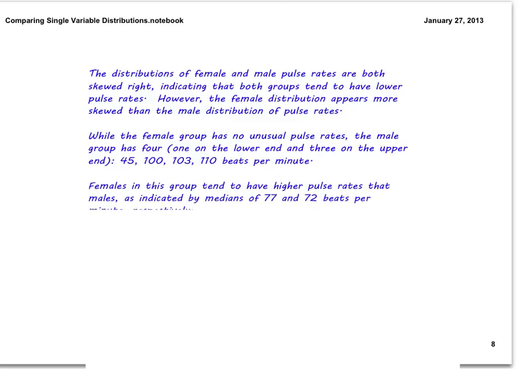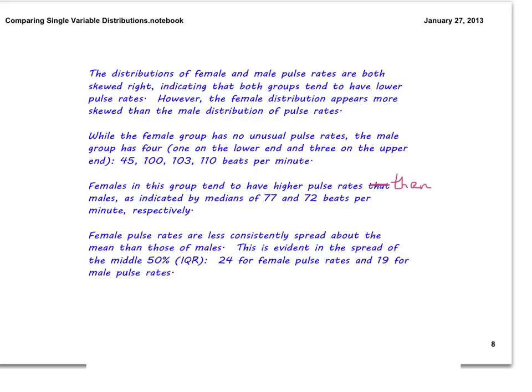Then moving to the center, females in this group tend to have higher pulse rates than males, as indicated by medians of 77 and 72 beats per minute, respectively. And again, this is just comparing the medians. You can see this in the box plots, and you can also see it in the numerical summaries. And lastly, we want to talk about the spread. Female pulse rates are less consistently spread about the median than those of males. We use the IQR to discuss this. This is evident in the spread of the middle 50%, which is the IQR. We had an IQR of 24 for female pulse rates and 19 for male pulse rates.